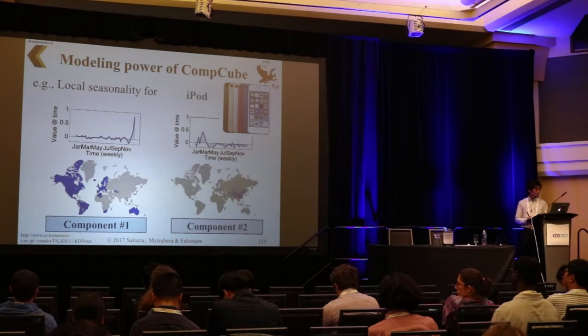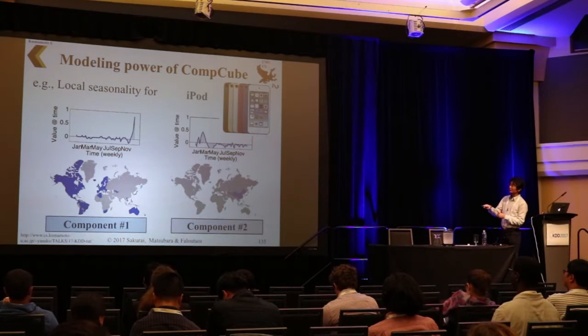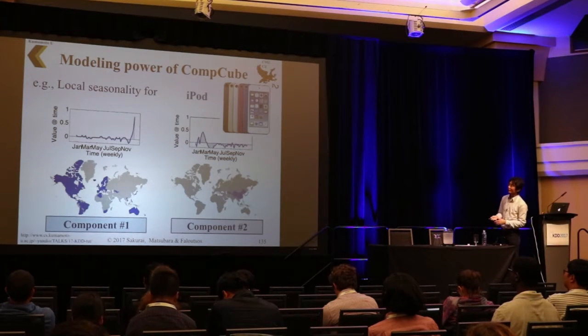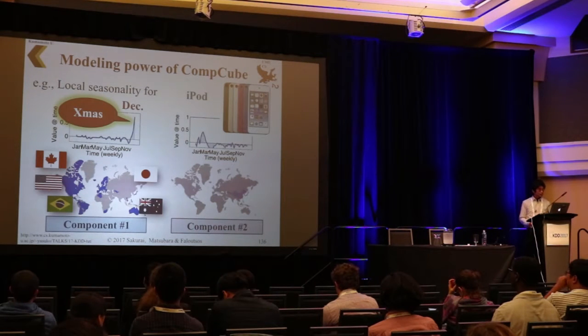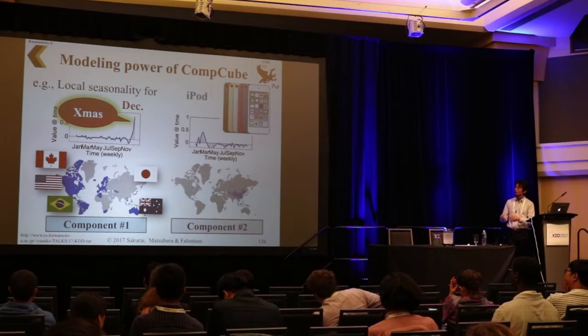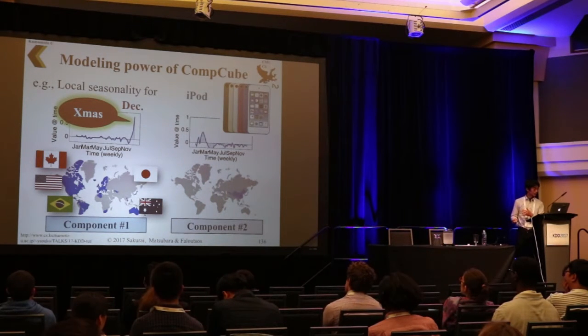For example, local seasonality for iPod, okay? So this is the seasonality. We can see the Christmas light. So we can get a seasonal pattern from the tensor, but it is related to Christian countries, like US and Canada, Brazil and European countries and Australia, and also Japan.